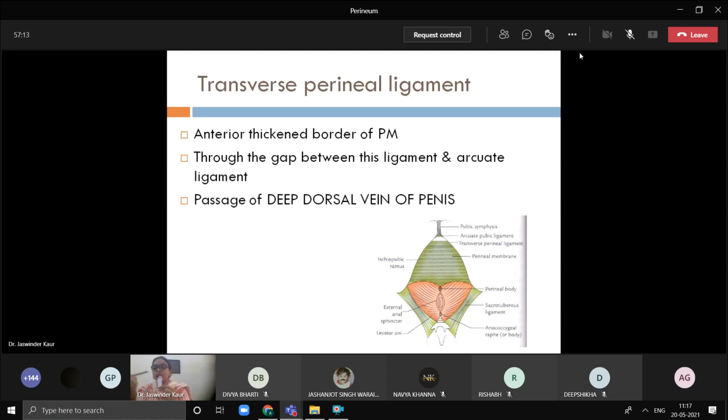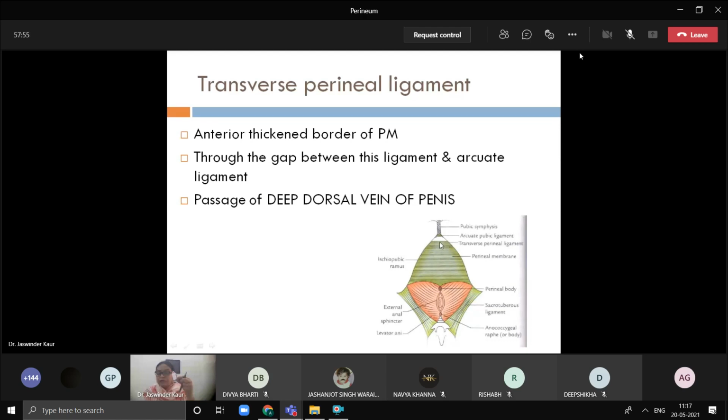This yellow part, this is the arcuate ligament. Now below the arcuate ligament there is present the transverse perineal ligament, right? So there is present a gap. So here you can see this is the transverse perineal ligament, right? So now you can see there is thickening of the perineal membrane at the base. There is thickening of the perineal membrane at the apex. So this thickened part at the apex of the perineal membrane is known as the transverse perineal ligament, right?